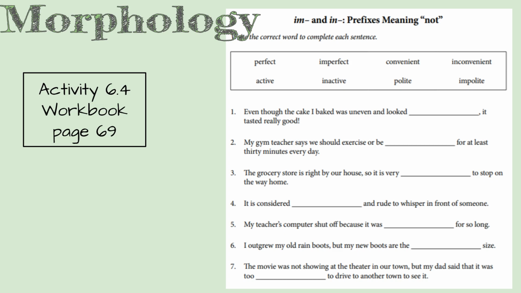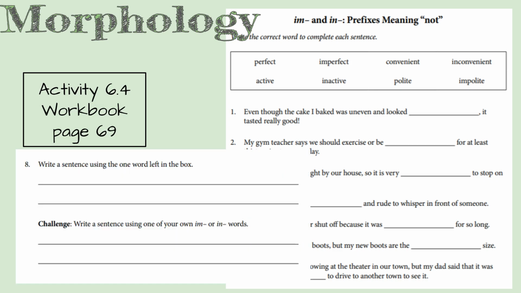I really encourage you to take a moment to read each sentence with the word filled in to make sure it sounds correct. Now, number 8 on page 70 wants you to take that one word that was left out and write your own sentence for it. And then the challenge is to write a sentence using your own word with the prefix im or in. So you get to choose your own word, not one of these, but you can certainly go back to the chart in the previous part of the video and use one of those words if you would like.